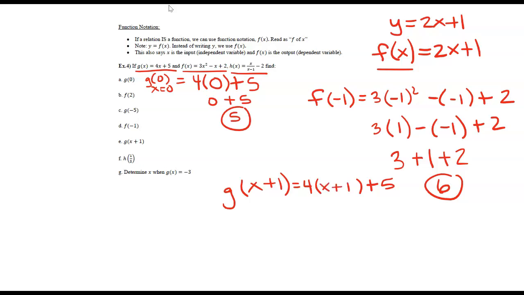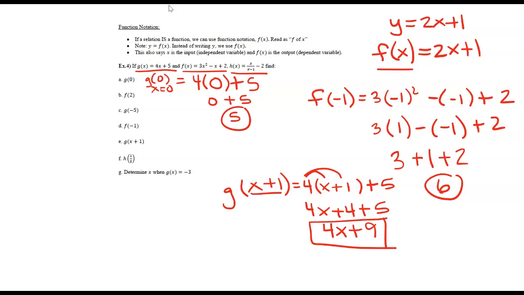Okay, now we simplify, so we can distribute that 4 in. 4x plus 4 plus 5. So that becomes 4x plus 9. And that will be your final answer. We can't solve anything, so this will just have to be simplified as far as it can go. So just keep in mind whatever is in those parentheses, that's what you're putting in place of x. Okay, we're going to do g as well because g is a little bit different.